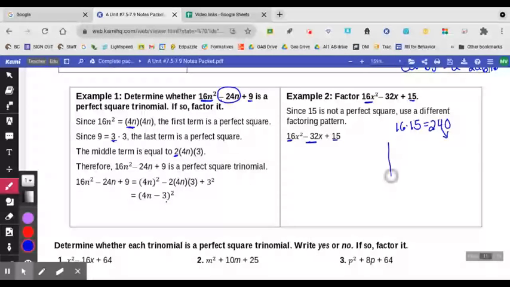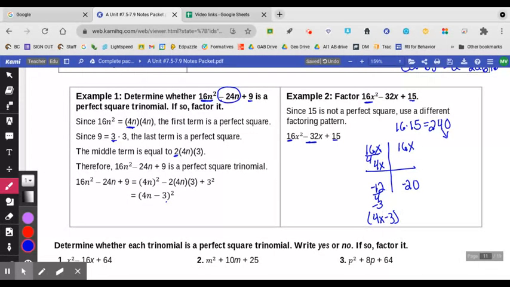So we do our plus sign. It's 16x and 16x, and then negative 12 and negative 20. 16x and negative 12 can both be divided by 4, so that gives me 4x and negative 3. 16x and negative 20 can both be divided by 4, so that gives me 4x and negative 5. So that factored is 4x minus 3 times 4x minus 5.